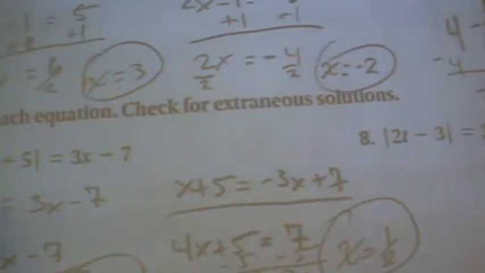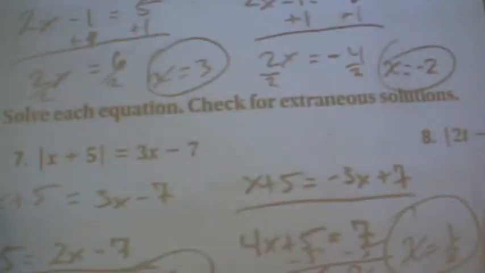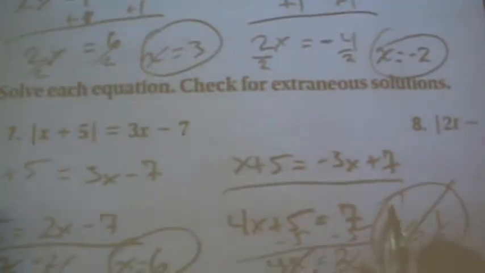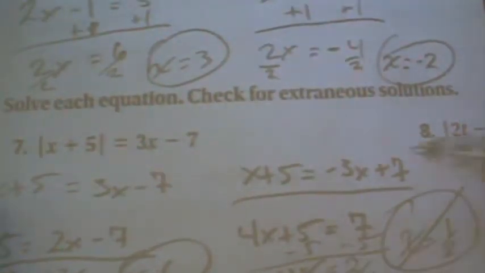Which one do you guys think would be extraneous? The 1/2. Why would it be 1/2? Because if you took the 1/2 and plugged it in for x, 3 times 1/2 is 1.5. Then if you subtract 7, you're going to get a negative number, and you know the absolute value can't equal a negative number. So we're going to cross that answer out. So your true answer is x equals 6. Now, does it work? 6 plus 5 is 11. Then 3 times 6 is 18, minus 7 is 11, so we got 6 works.